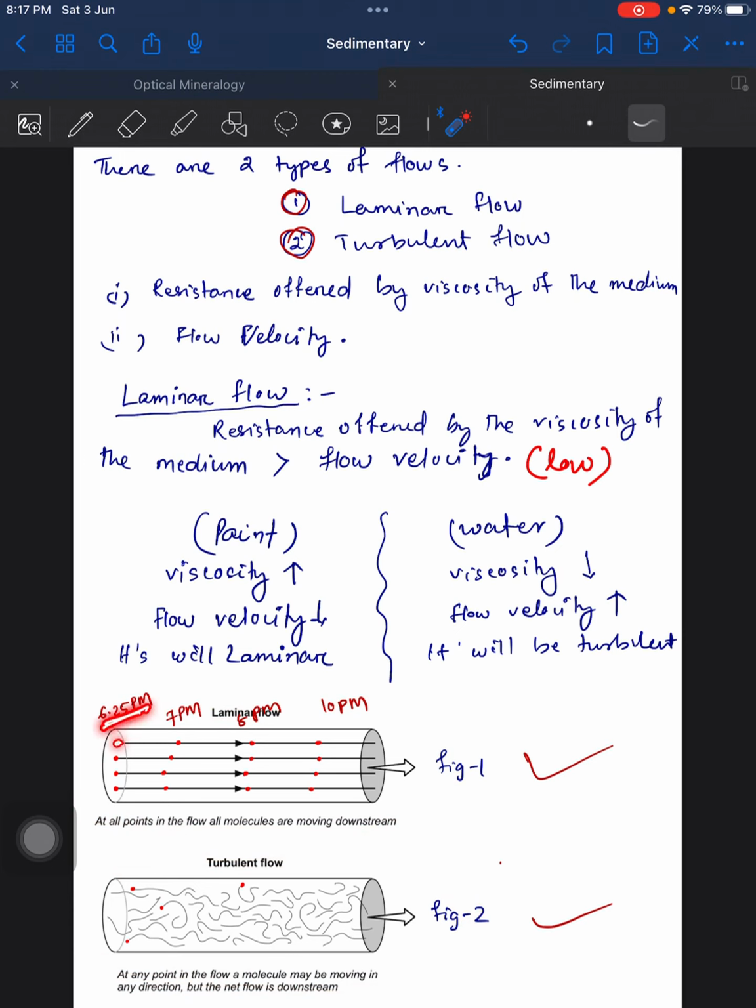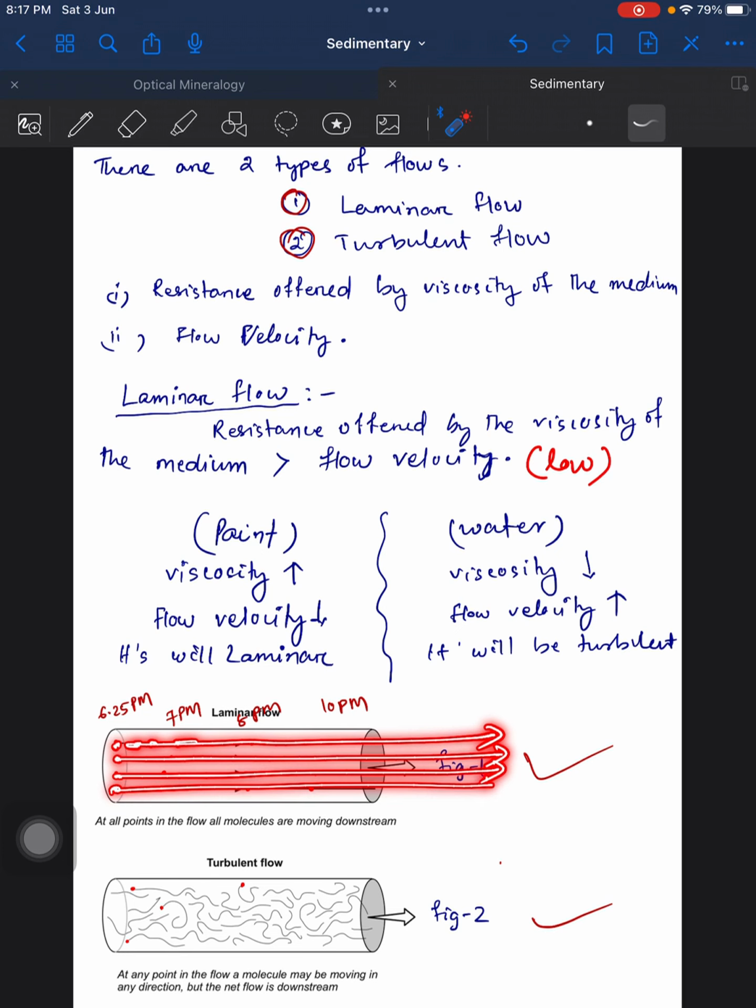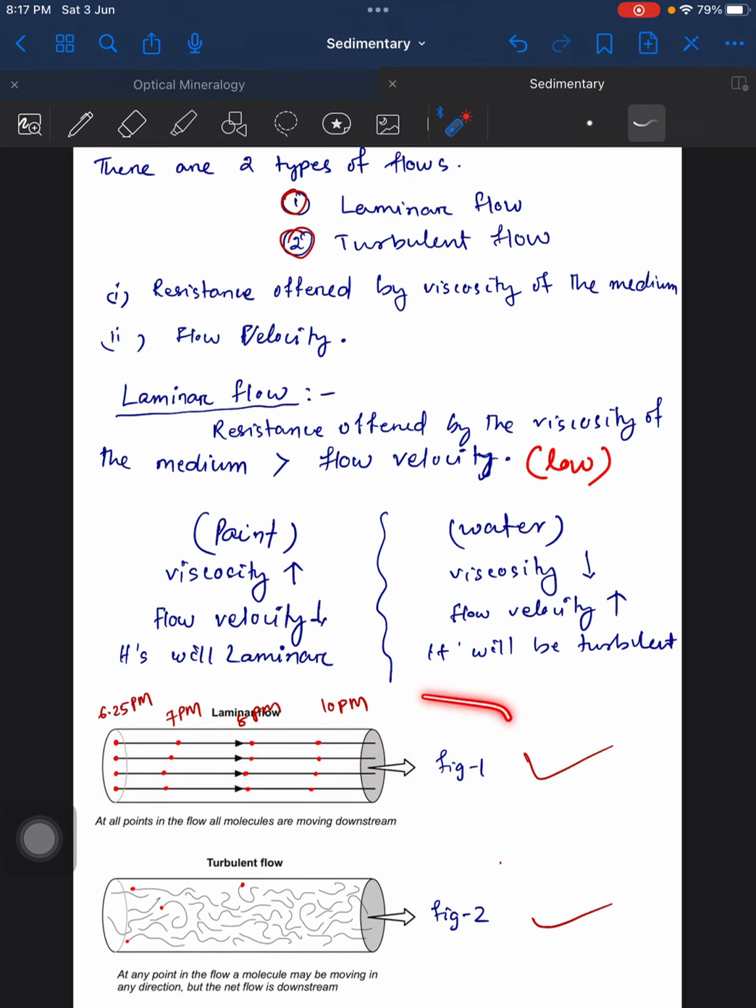So you see, this is suppose one particle, at 6:25 p.m. At 7 p.m. it will be here. At 8 p.m. it will be here. At 10 p.m. it will be here. In a straight line it is moving. So every second the particle is moving in this direction only. This particle is moving in this direction only, and this particle is moving in this direction.